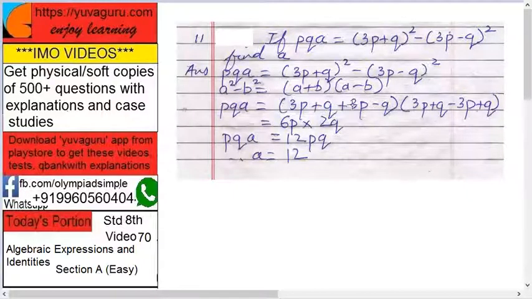3p plus 3p is 6p, q gets cancelled. Here 3p gets cancelled and q plus q is 2q, right? So it is 2q. So 6p into 2q. So what does it become? 12pq. But what is given? pqa equals 12pq. Now pq gets cancelled. So a equals 12.